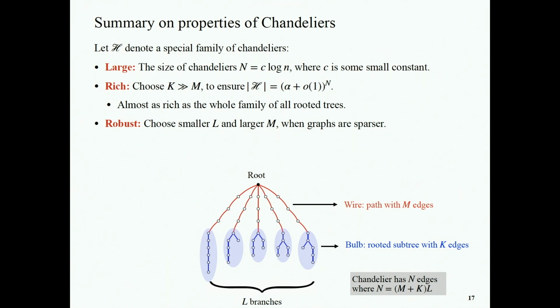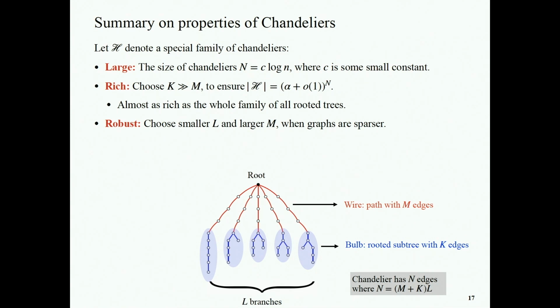Another thing I want to talk about is that there is ongoing work by another group of researchers where they change the bulbs from subtrees to bounded trees with subgraphs. And they can show, utilizing the special structure of the chandeliers, that they could achieve any constant rho, any constant in the dense regimes for A and B.